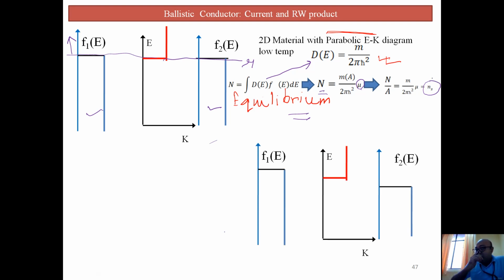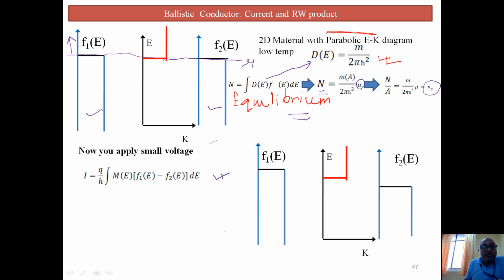Fine. Now you apply a small voltage. If you apply a small voltage, what will happen? Based on the voltage, whatever field you have applied, the F1 and F2 distributions will change, or the position will change, and then we need to really find out what is called the current. Because remember, after that we need to know what is called the conductivity, correct?